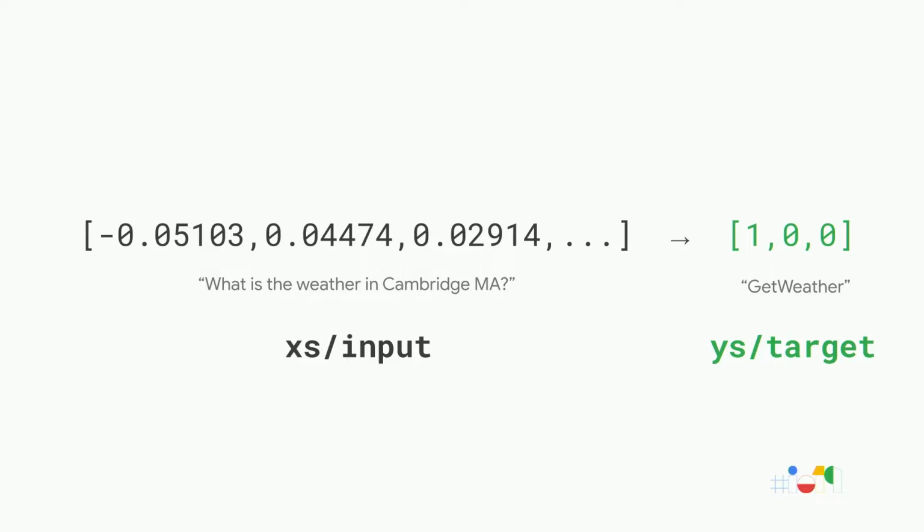All right. So now we have our inputs, often referred to in machine learning as our x's, and our targets, which are also often referred to as y's. And now our goal is to take the 512 numbers representing the input and predict that smaller array that's 3 numbers long that represents that particular intent. And we're going to train a model to do that.